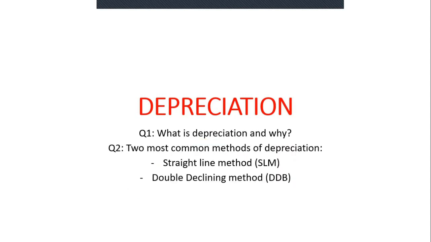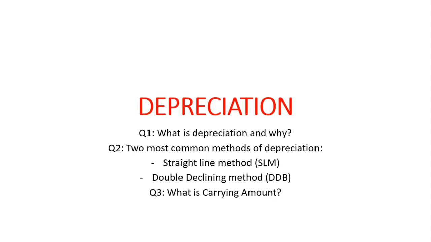So the second question, the two most common methods, straight line depreciation and double declining method. I will explain these two methods using an example in the upcoming slides. Along with that, I will be explaining what is carrying amount as well. With an illustration, these two questions would be perfectly understandable and very crystal clear, hopefully.